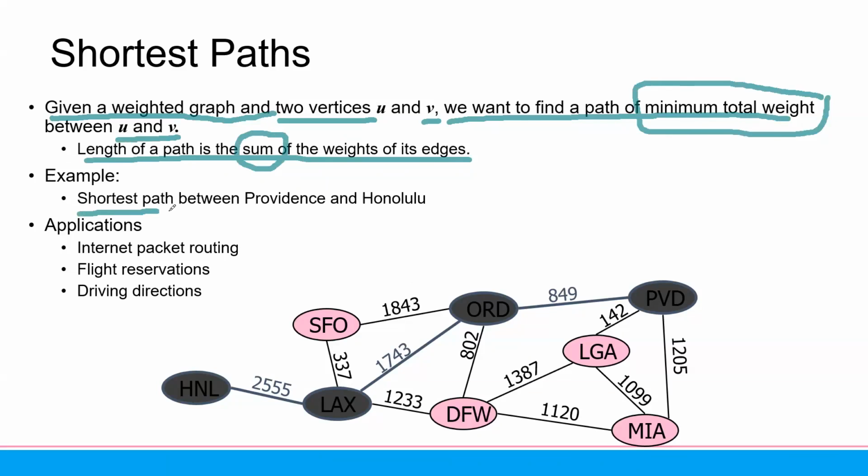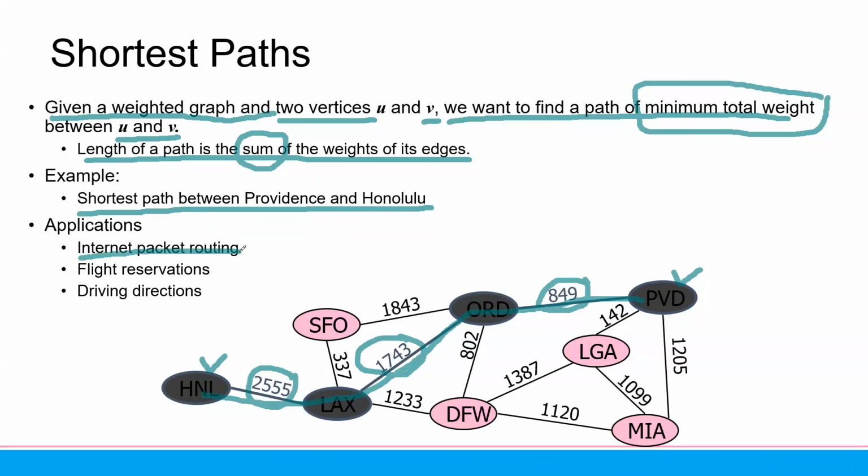For example, I want to find the shortest path between Providence and Honolulu. This is Providence and this is Honolulu. If you think this is the shortest one, then you add this number plus this number plus this number. There are some applications that we already know in the graph, and there can be a lot of them, such as internet packet routing, flight reservation, and driving direction navigation.